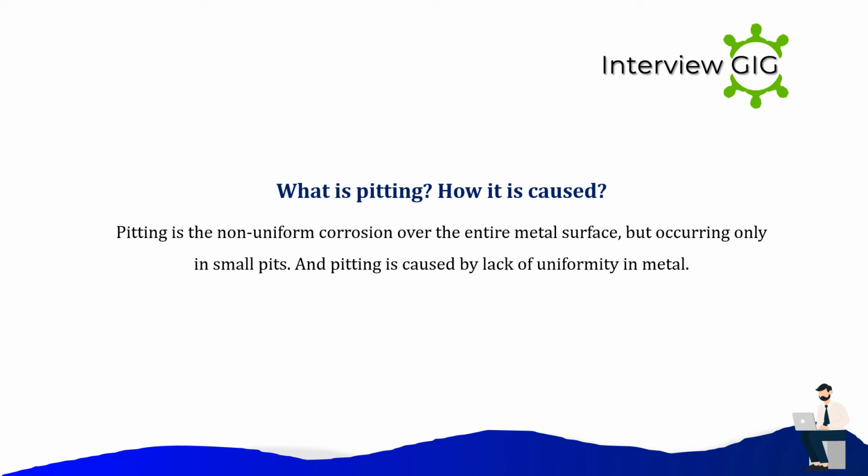What is pitting? How is it caused? Pitting is non-uniform corrosion, not over the entire metal surface, but occurring only in small pits. And pitting is caused by lack of uniformity in the metal.